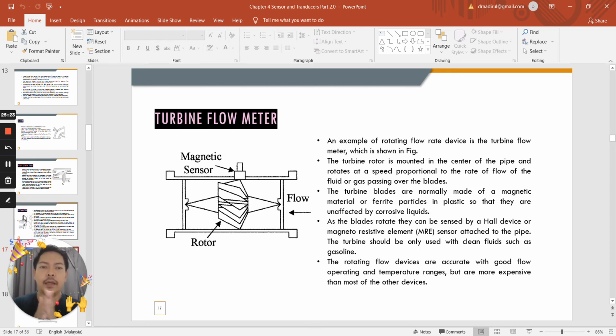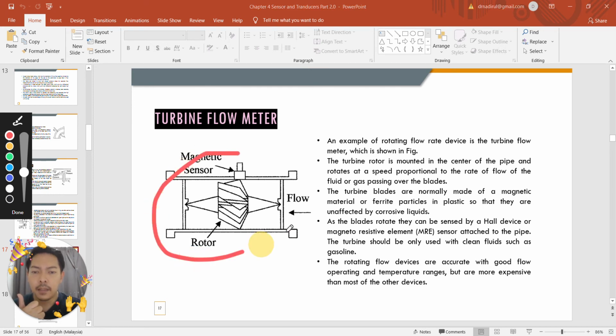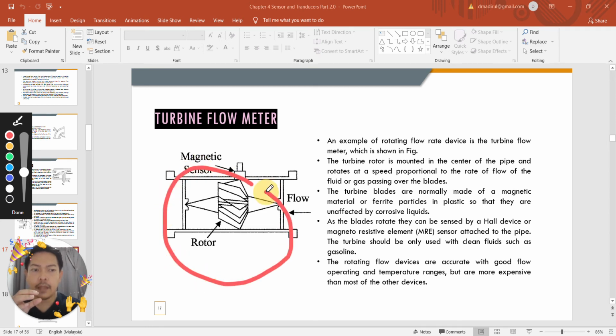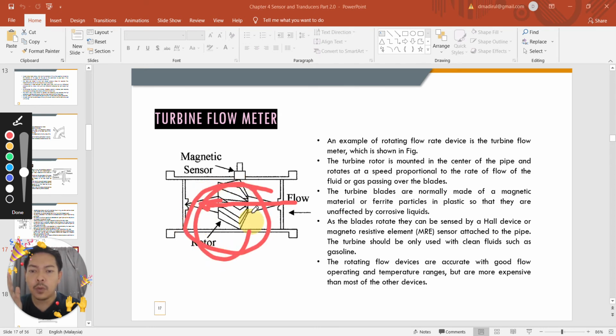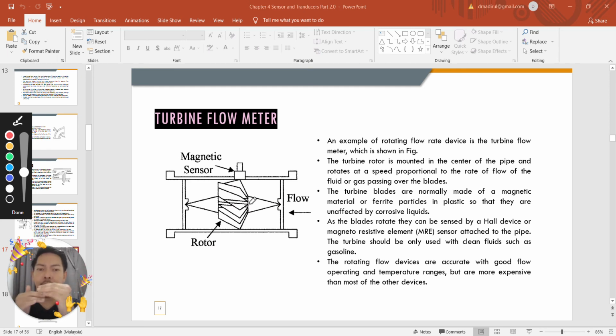Turbine flow meter. An example of a rotating flow rate device is the turbine flow meter, as shown on the left side of the slide. The turbine rotor is mounted in the center of the pipe here, okay, and rotates at a speed proportional to the rate of flow of the fluid or gas passing over the blades. So you can see here when the flow starts to pass through the blade, the rotor will start circulating and the speed will be proportional to the rate of flow. The higher the rate of flow, the higher the speed of the rotor.